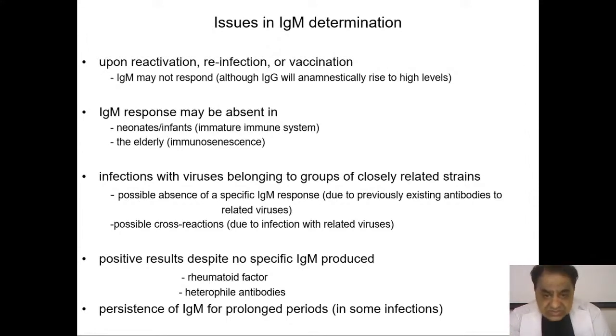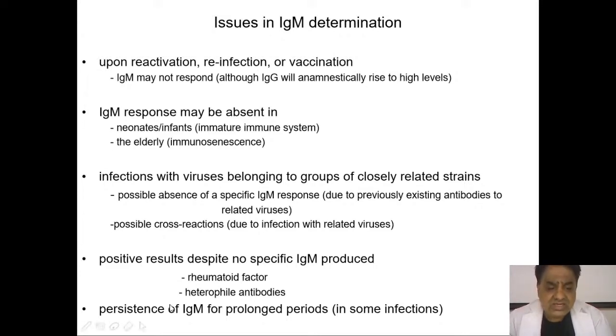So you have to think very logically when you are evaluating an IgM response. Most of the time it's fine, but many times you get false positive and false negative reactions because of these issues. For example, rheumatoid factor, which is an acute phase reactant, may lead to a false positive IgM in any acute illness.